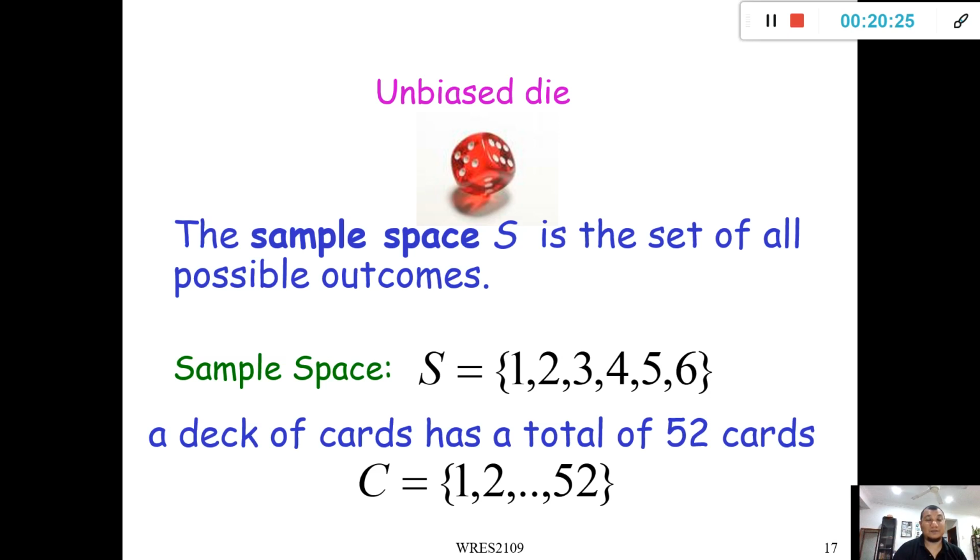Unbiased dice. This is some American or British, never mind. The sample space S is a set of all possible outcomes. So a dice has six. A deck of cards has a total of 52 cards, from ace to king, if you play cards.